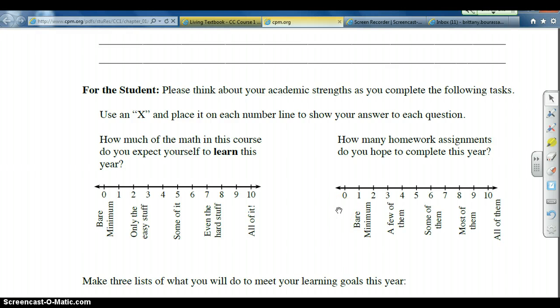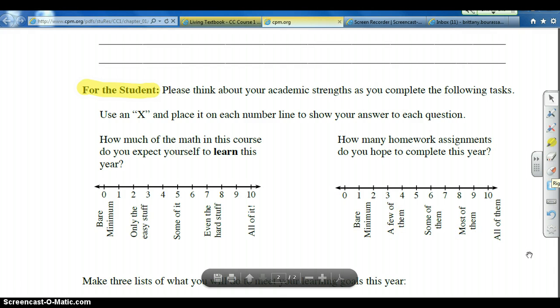Again, for the student, this is asking you now about your academic strengths. So it says, for the student, please think about your academic strengths as you complete the following tasks. Use an X and place it on each number line to show your answer to each question. The first question is, how much of the math in this course do you expect yourself to learn this year? A 0 would be bare minimum. You're learning absolutely nothing. A 5 would be some of it, and a 10 would be, I'm going to learn all of this math. And then there's also stuff in between.